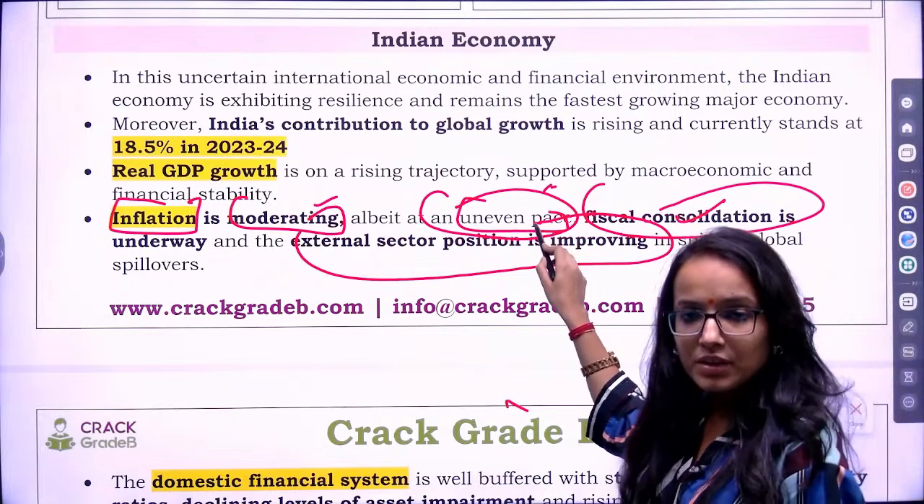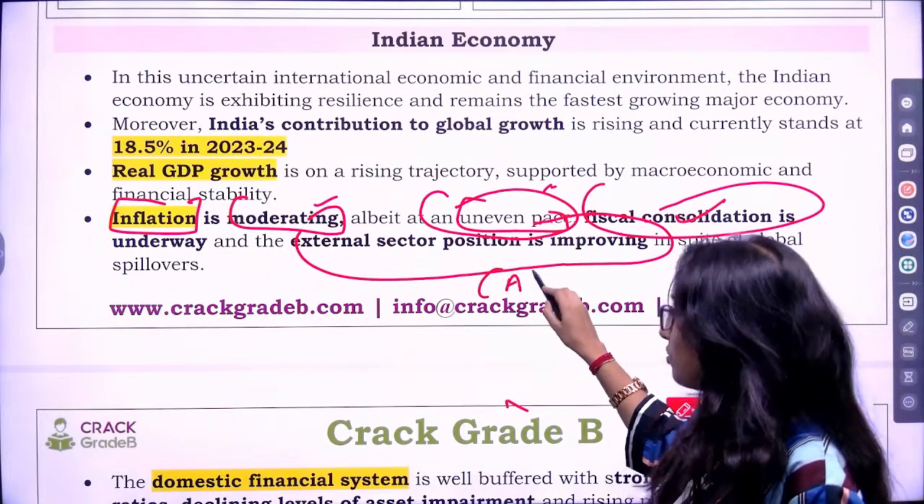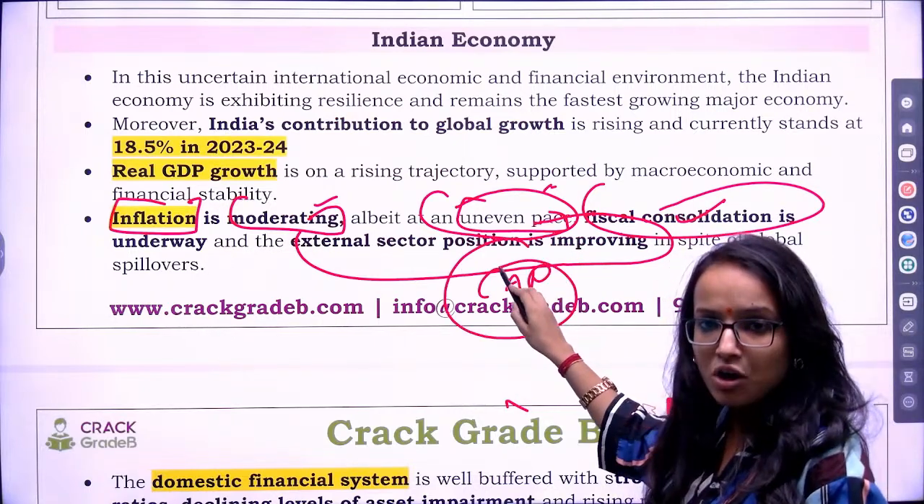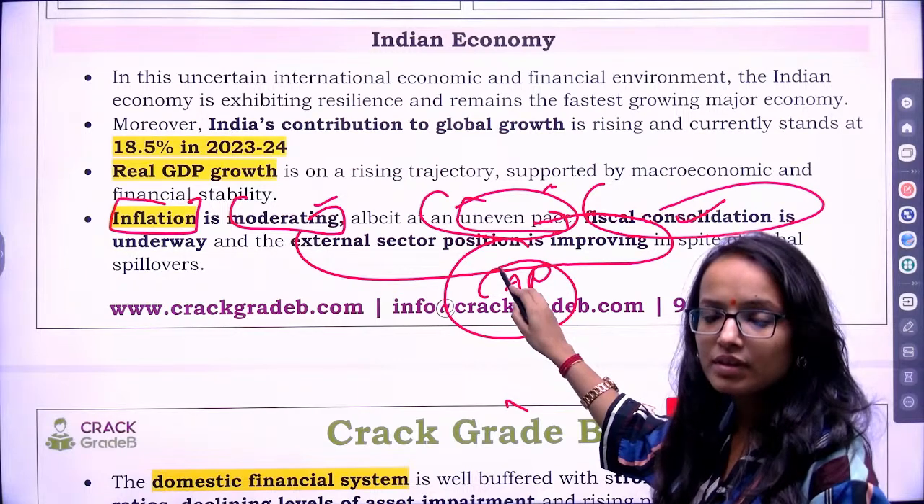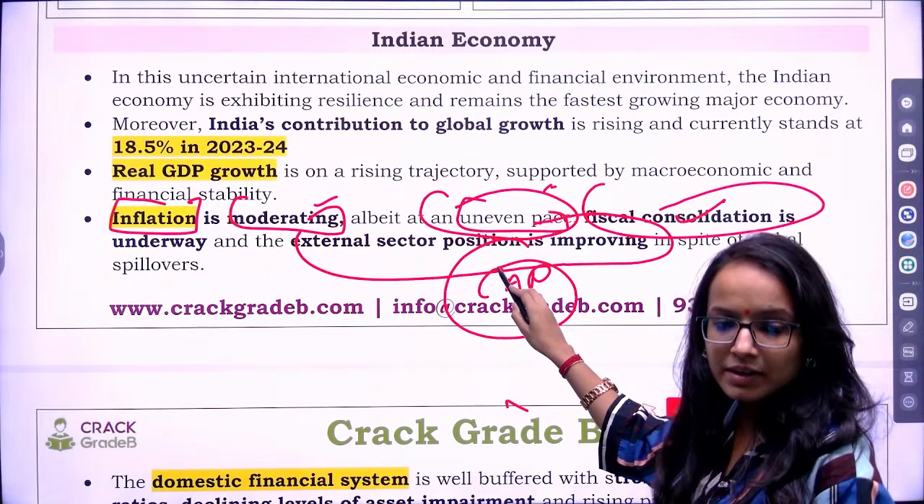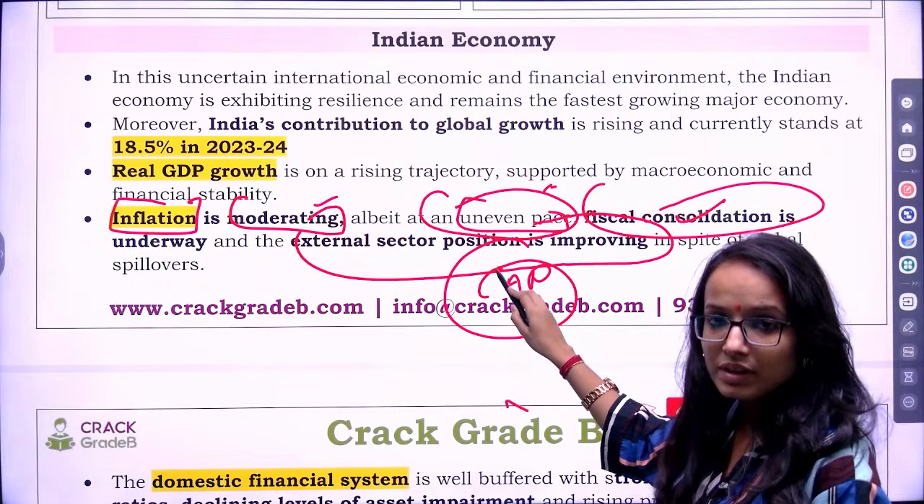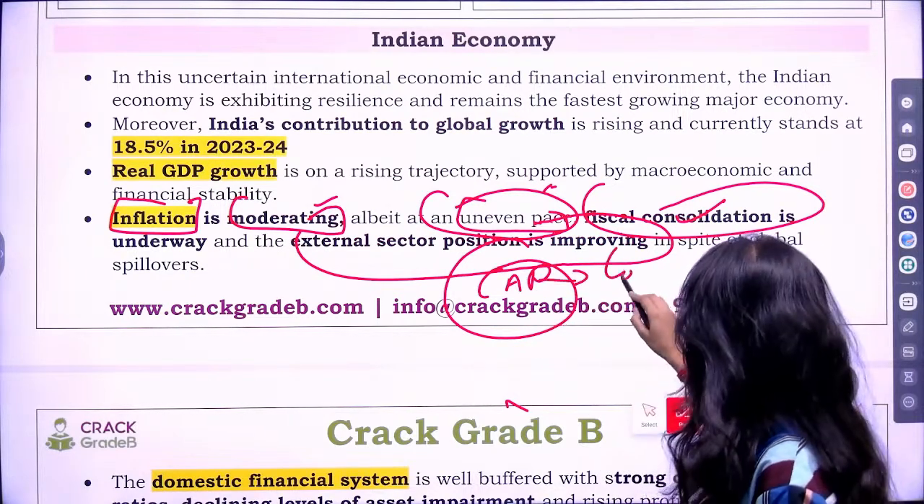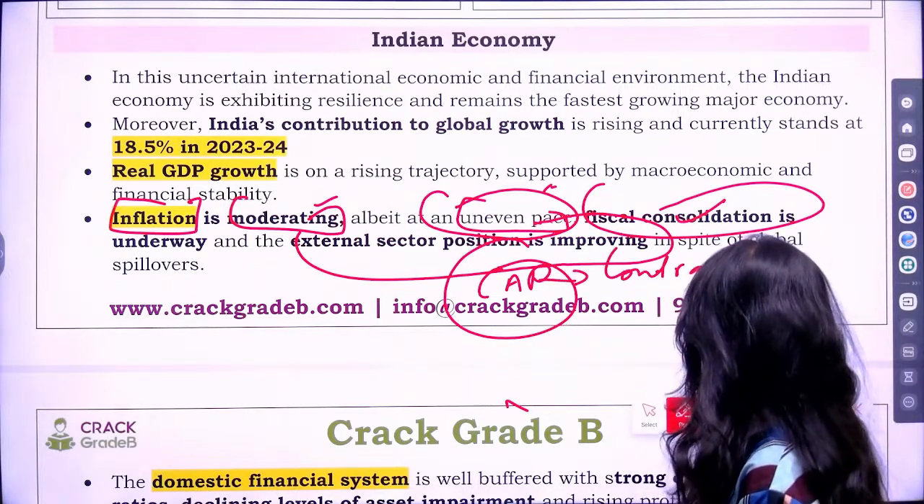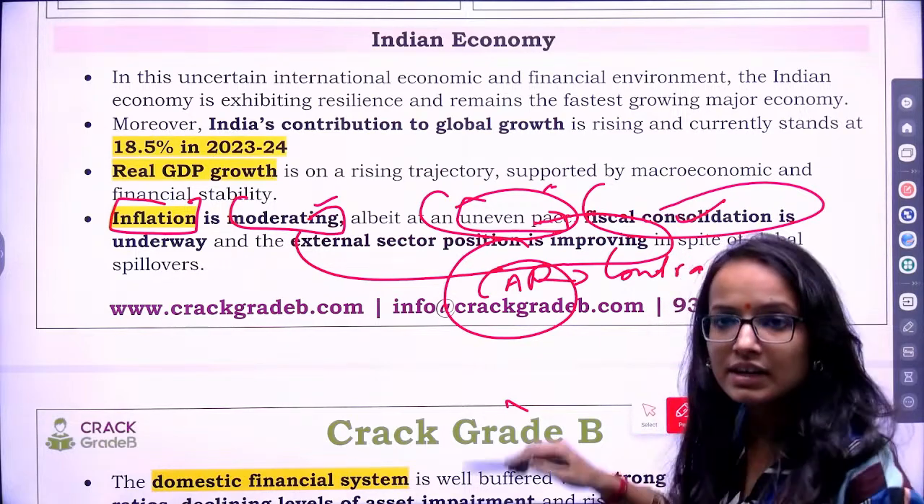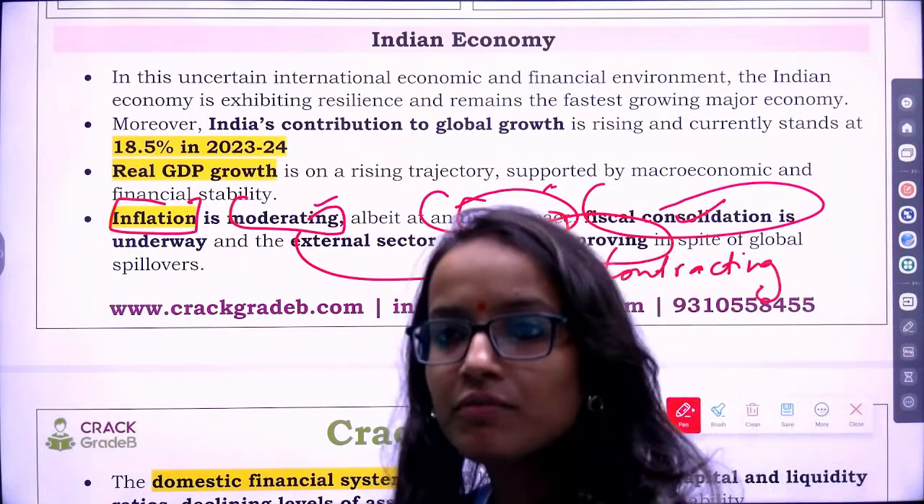If you remember, current account deficit in India is moderating or expanding? Tell me quickly. Current account deficit in India is expanding or moderating as per RBI annual report? It is contracting. It is moderating or contracting, isn't it? Very good, right?